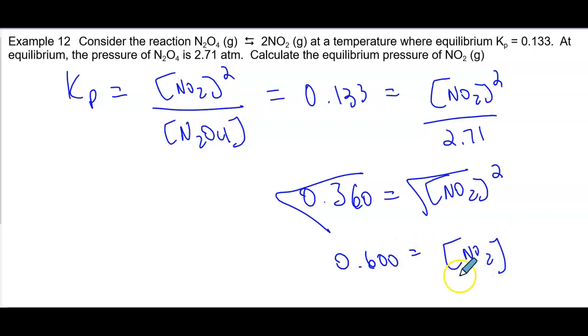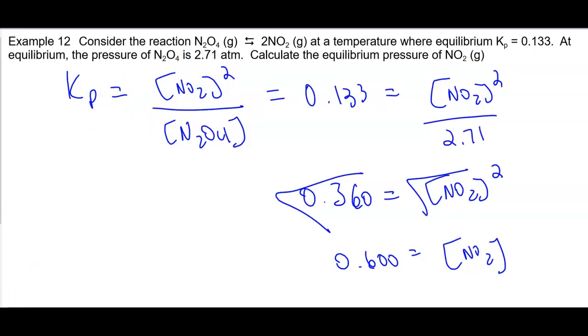Now, why did I ignore Q? Because everywhere in this problem I see the word equilibrium. So it's very important that we read our problems and decide, is it talking about shift? Then I have to do Q versus K. If it has the word equilibrium, then I'm not looking at Q versus K. I'm probably just solving for a piece of my expression like I did here.